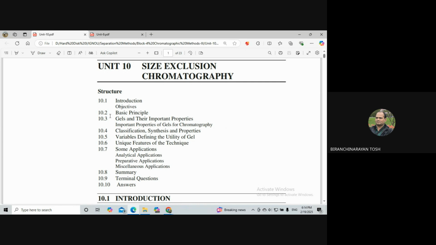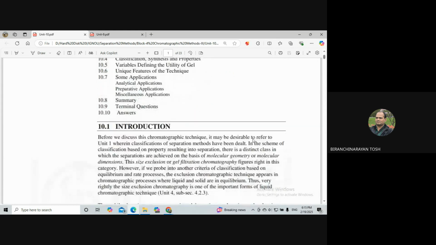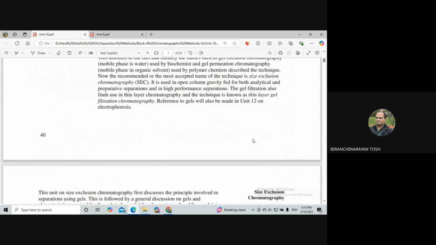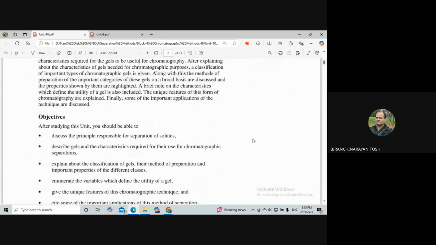So these topics will be covered here: the basic principle, gels and their important properties, classification, synthesis and properties, variables defining the utility of gel, unique features of the technique, and some applications. So now come to the basic principle.